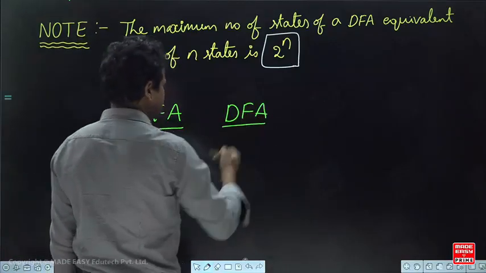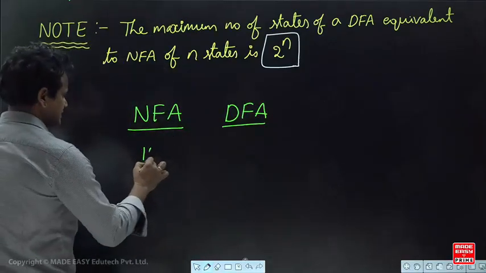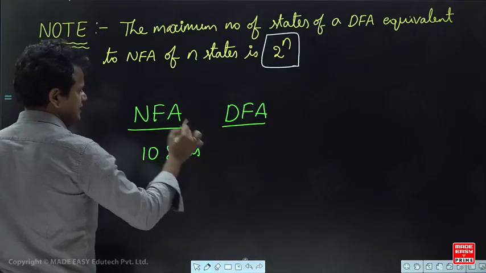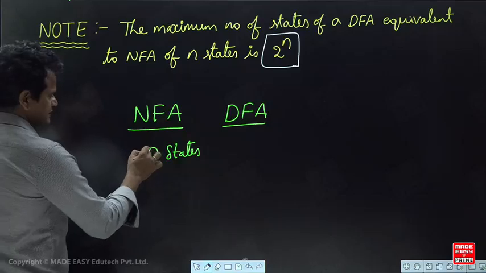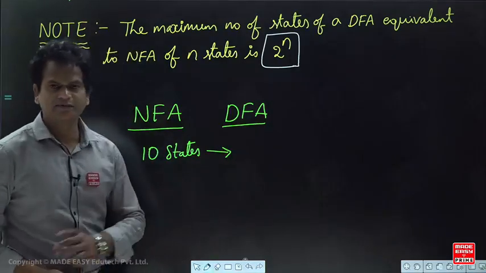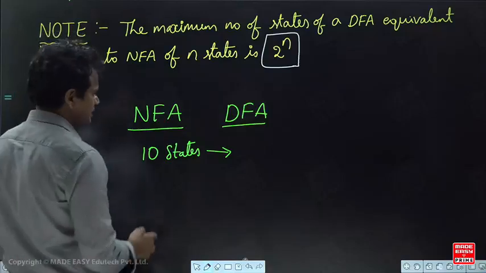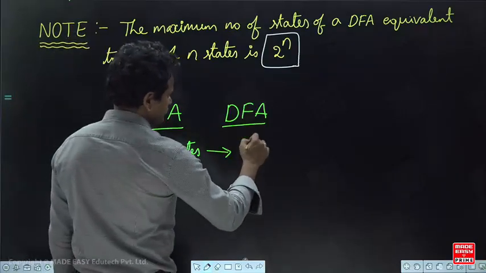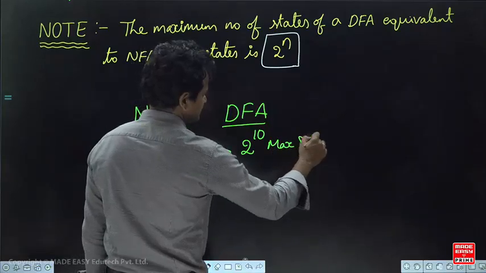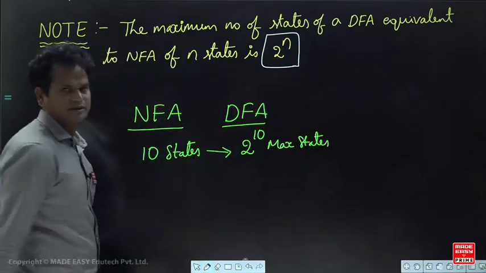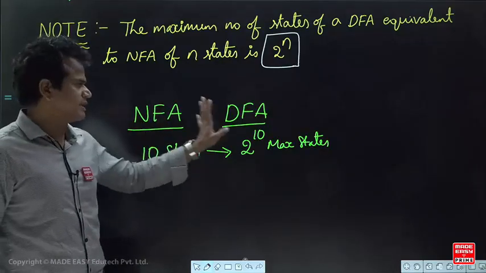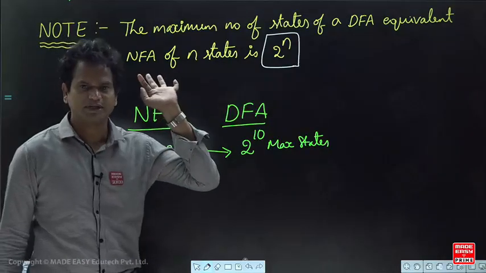Suppose there are 10 states in an NFA. If I convert this 10-state NFA into a DFA, because every NFA we can convert into a DFA, how many maximum states will you get? 2 power 10 maximum. So if there is an NFA with 10 states, the maximum states in the DFA will be 2 power 10.